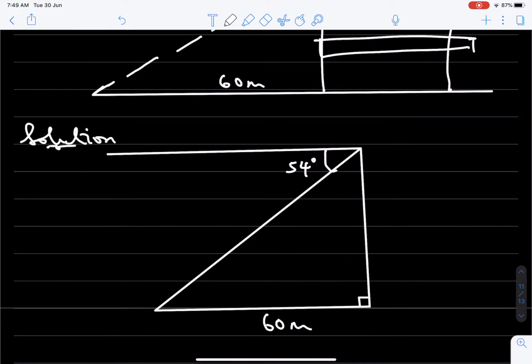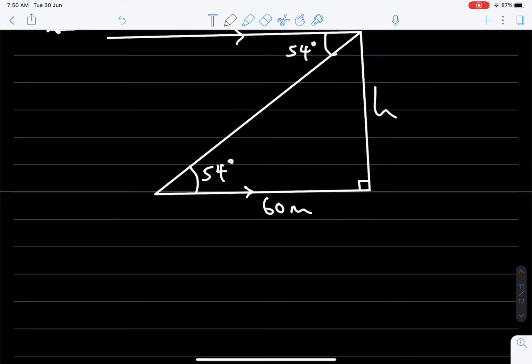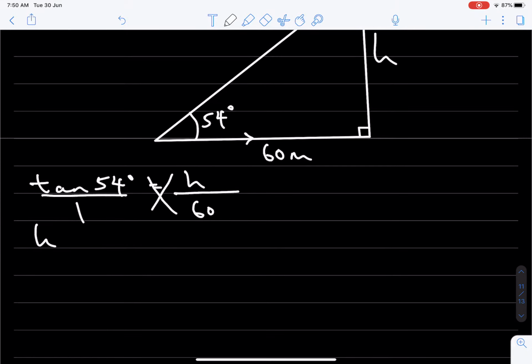There's an angle of 54 degrees between the line of sight and the horizontal. So this is parallel to this. That means this will also be 54 degrees. They are alternate angles. Let H be the height of the building. Tan 54 degrees is equal to opposite, which is H in this case, over adjacent, which is 60. And now we can do cross multiplication. 1 times H is H, and 60 times tan 54 degrees is 60 tan 54 degrees.